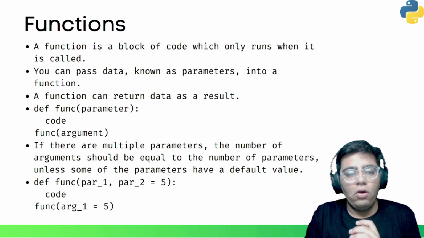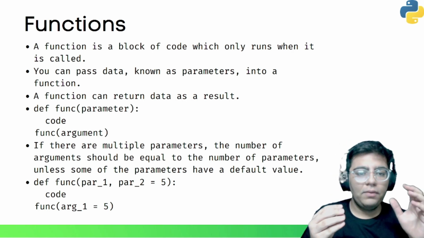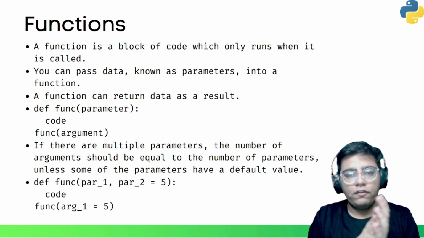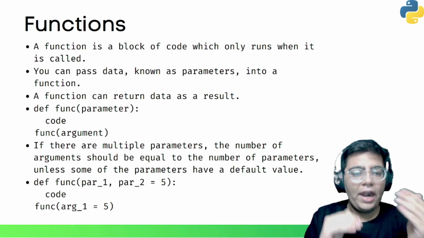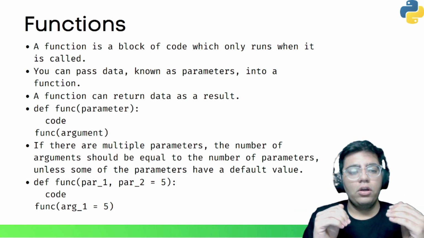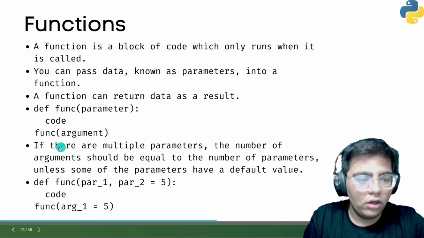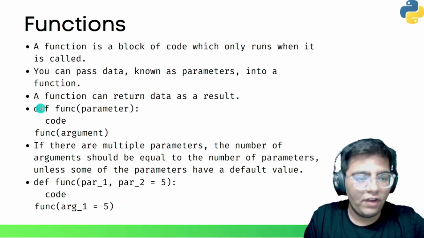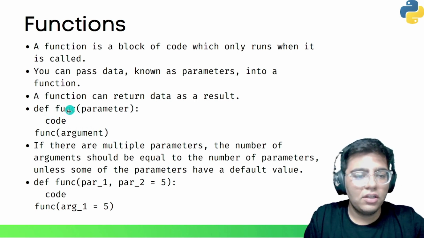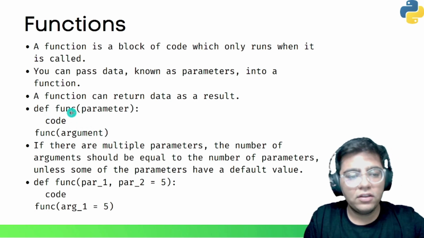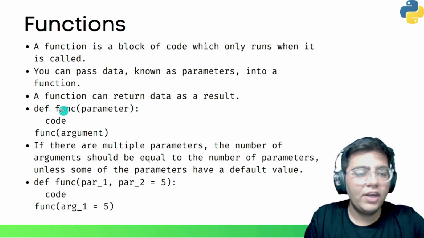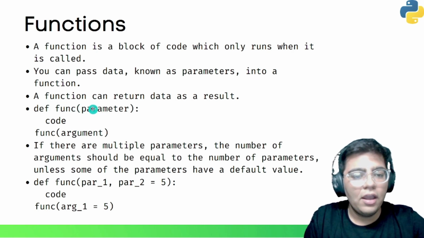Now, in the example that we took where we added two numbers a and b, the a and b are what we pass to it. Over here, if you have a look, this is the syntax for it. So def, short for define, a function func. That's the name of the function that we have given. We could give it addition, add, anything like that.